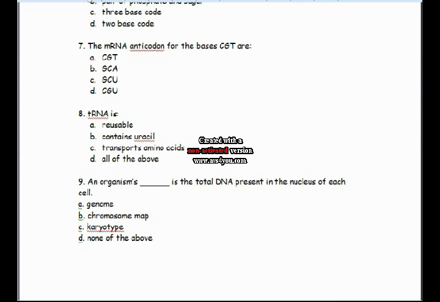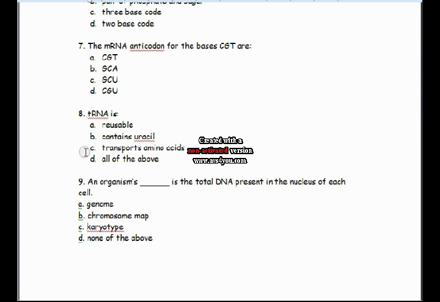For number 7, the messenger RNA anticodon for the bases CGT are... find its anticodon, the one that matches it, and your answer is going to be GCA, which is letter B.